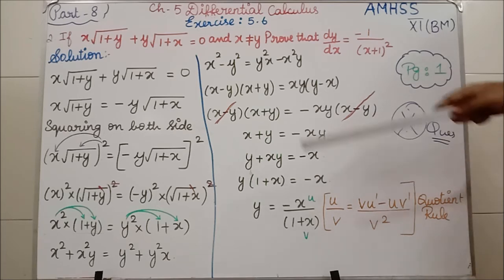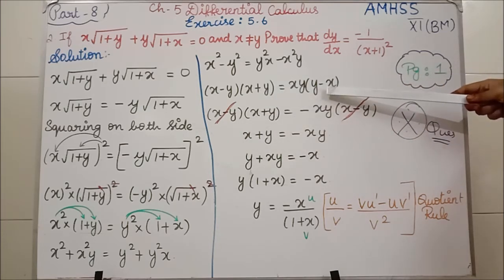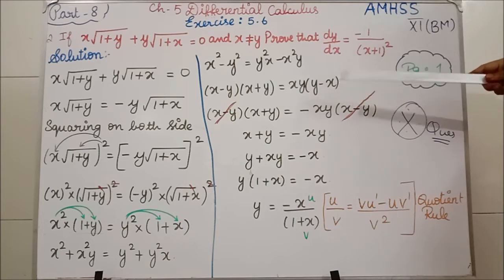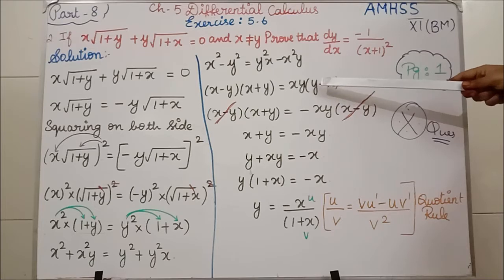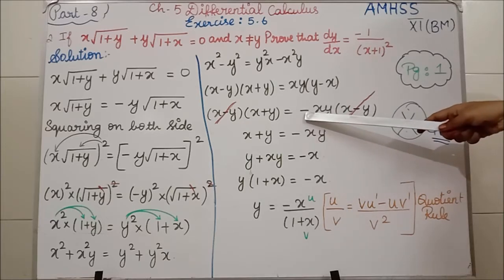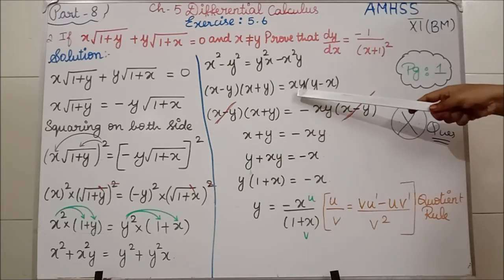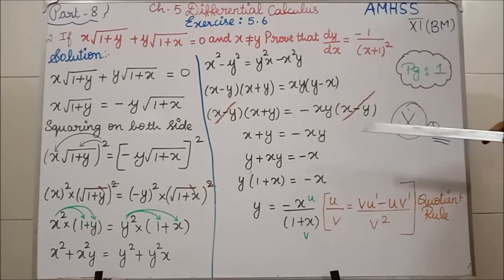Clear, students? See, on this side we are having (x minus y)(x plus y). But here also x minus y we are having. But in what form? We are having minus x first and positive y. What we have to do? We have to change it. So for that we are taking minus commonly out. So it is minus xy, and (y minus x) we are writing as (x minus y). Clear? Can you able to understand?